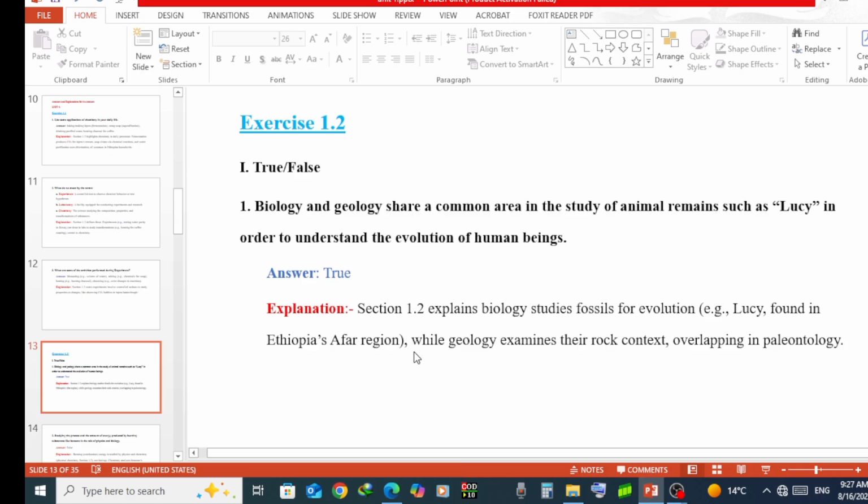because in your textbook section 1.2 explains biology studies fossils for evolution, for example Lucy found in Ethiopia's Afar region, while geology examines their rock context, overlapping in paleontology. Therefore this is the condition that makes it true. So biology and geology share a common area in the study of animal remains such as Lucy in order to understand the evolution of human beings.